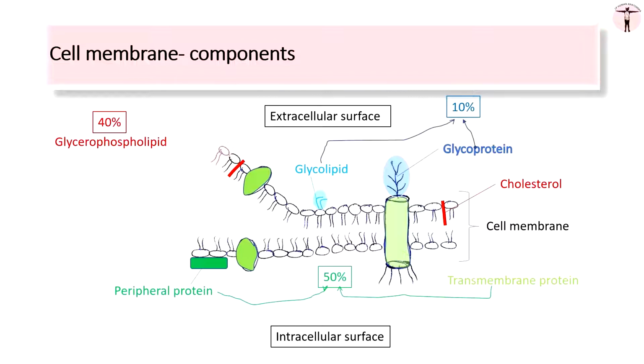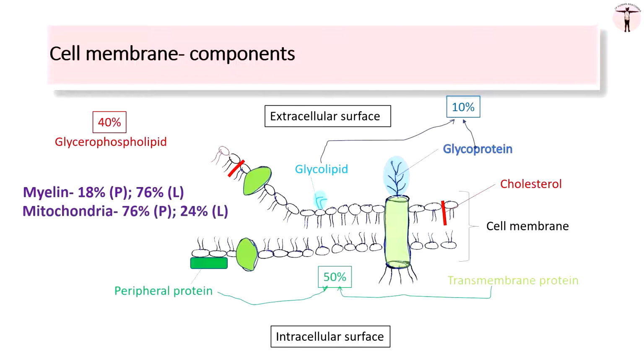For example, myelin, an outgrowth of specialized cell membrane that insulates the peripheral nerve axons, contains only 18% of protein and 76% lipid. The mitochondrial inner membrane contains 76% protein and only 24% lipid. The plasma membrane of human red blood cells has 30% lipids.